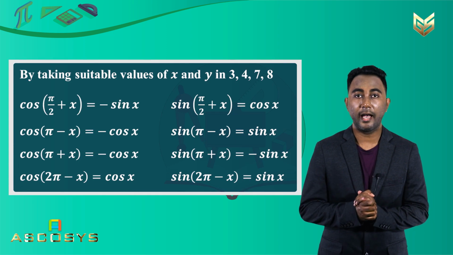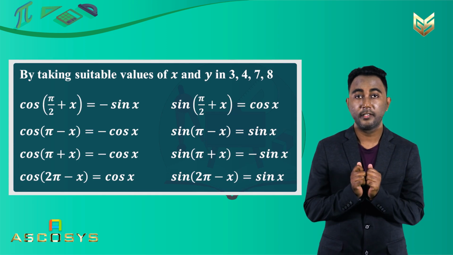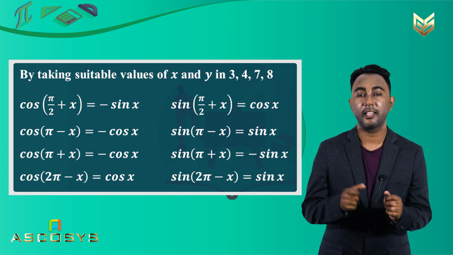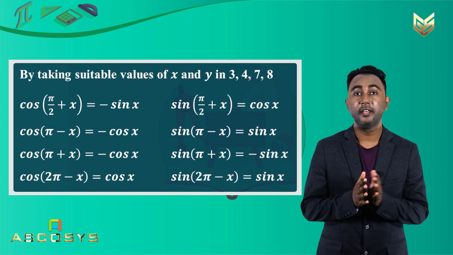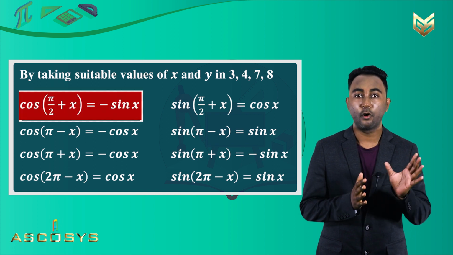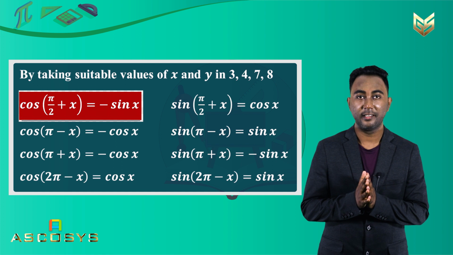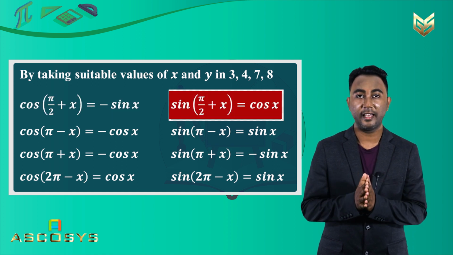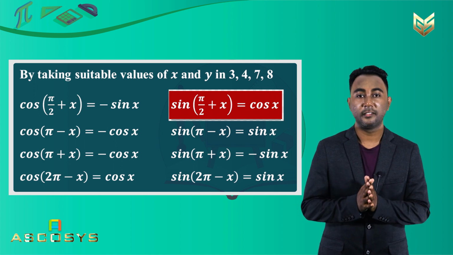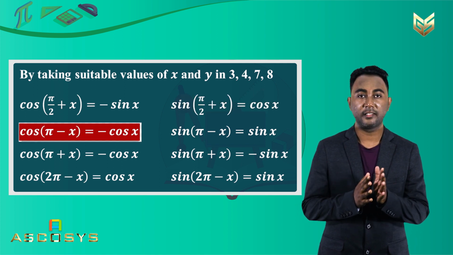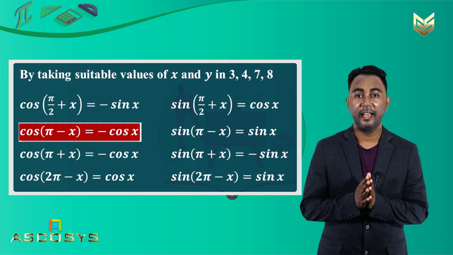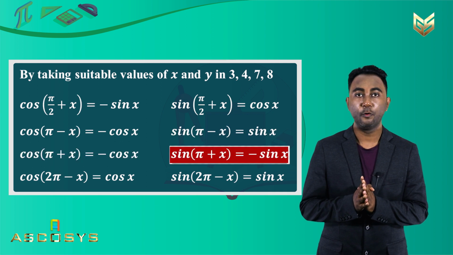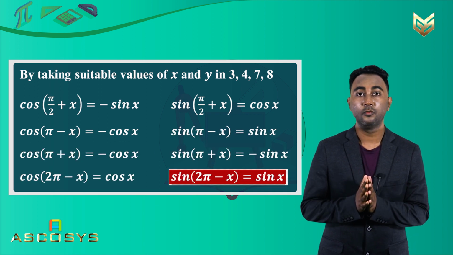Now, if we take our identities 3, 4, 7 and 8 and replace them by suitable values of x and y, we can come up with these identities, which are cos of pi by 2 plus x is equal to minus sin of x and sin of pi by 2 plus x equals cos of x. Similarly, cos of pi minus x is equal to minus cos x and sin of pi minus x is equal to sin x. In this way, we can get our other identities as well.